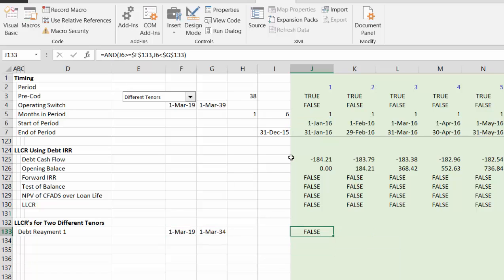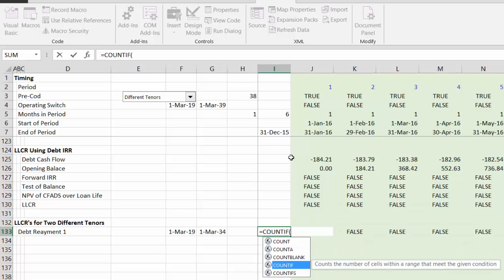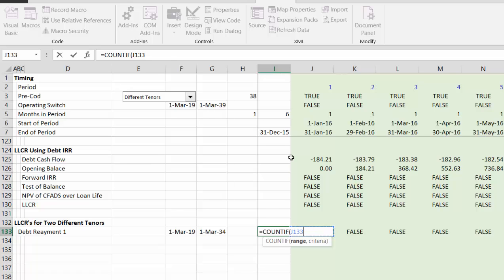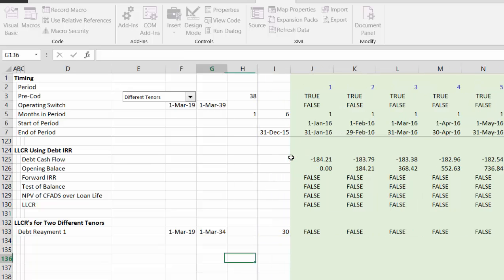Okay, let's put the debt repayment 2 here. And if we want to kind of check this, let's do a COUNTIF. I hope you've seen me do this before. If not, it doesn't really matter. And then we put a comma and true. Okay, they're 30, which 30 divided by 2 is 15. Works. And then we can put the debt repayment 2.